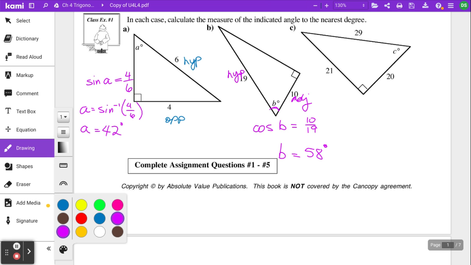Everything. So we have the opposite, the hypotenuse, and the adjacent. You can pick whatever you want. It does not matter what you use. They will all give you the same answer for C. Isn't that really cool? It's so fun. So pick it.